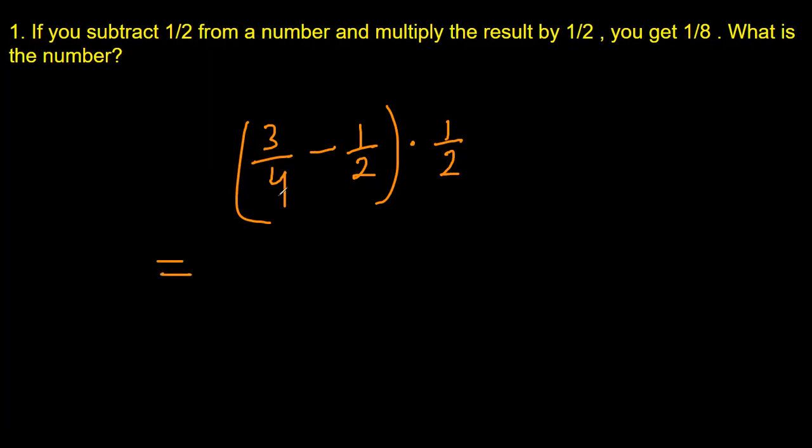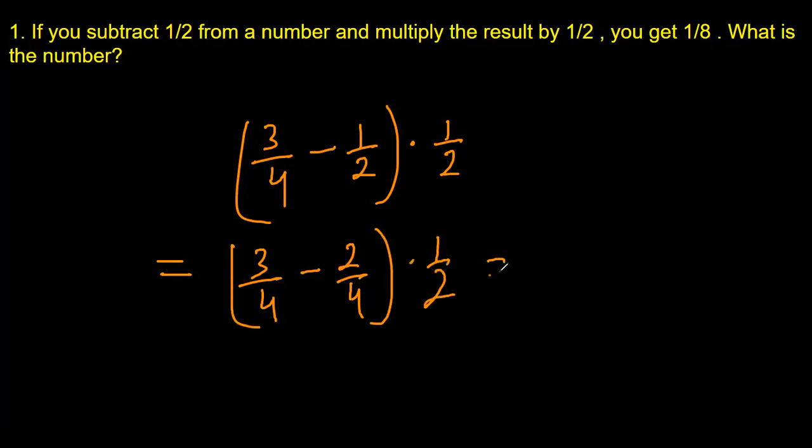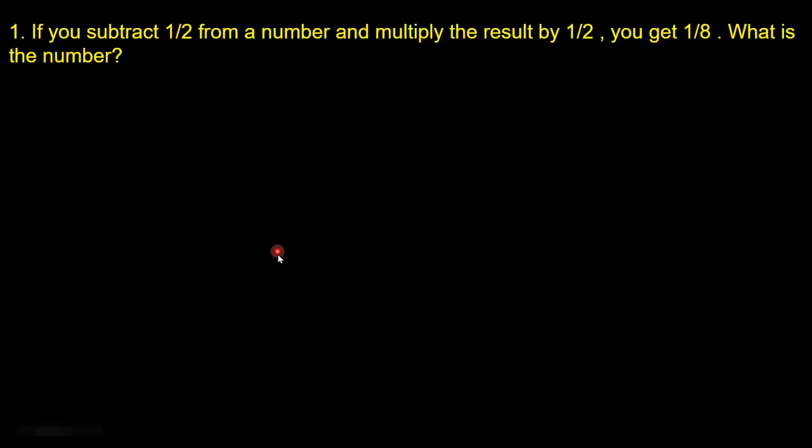So this would be 3 by 4 minus 1 by 2. 1 by 2 can be written as 2 by 4. Yes. And multiplied by half. That means 3 by 4 minus 2 by 4 is 1 by 4. Okay, 1 by 4 multiplied by 1 by 2. Yes, you are getting 1 by 8. Means your answer is verified also. Okay. Now let's take the second one.